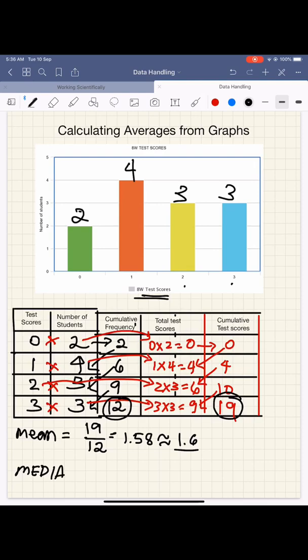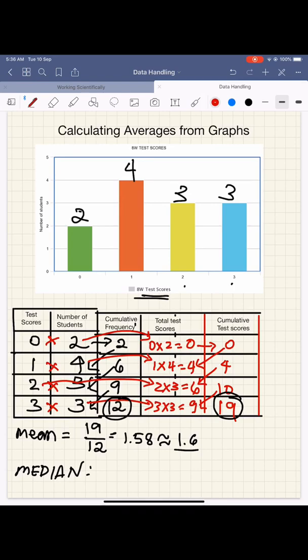Now the median, you can only look for it if your numbers are in order. Okay, so how do we do the median? We can do it the long way. Now as I said, the long way means you have to write down all the values. Okay, so let's look at the test scores.